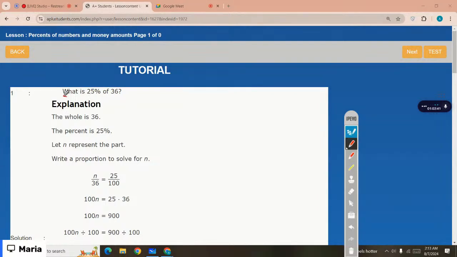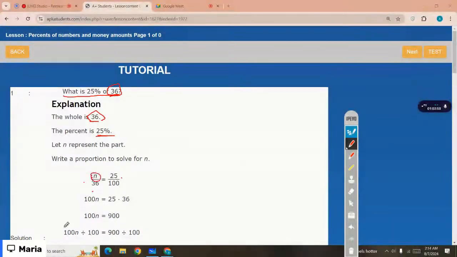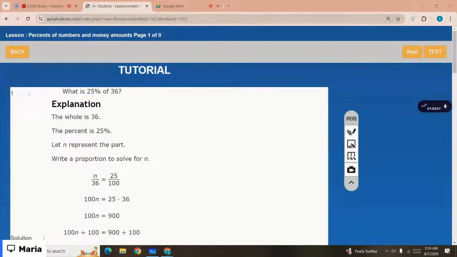The first one is what is 25% of 36, right? So 36 is the whole number. You need to find 25%, right? So you have to form the proportion n over 36 equals 25 by 100 and then simply solve it for n. Multiply 36 on the other side, that is 25 times 36 over 100. So that means 25% of 36 is 9. The correct option is 9.